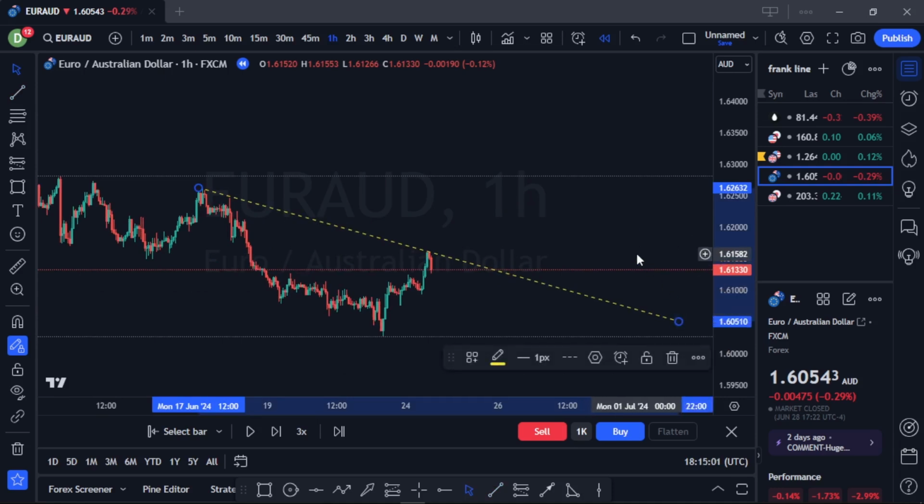Now another thing you need to keep in mind whilst drawing a trend line is simple. Make sure that your trend line doesn't cut through any candlestick body.